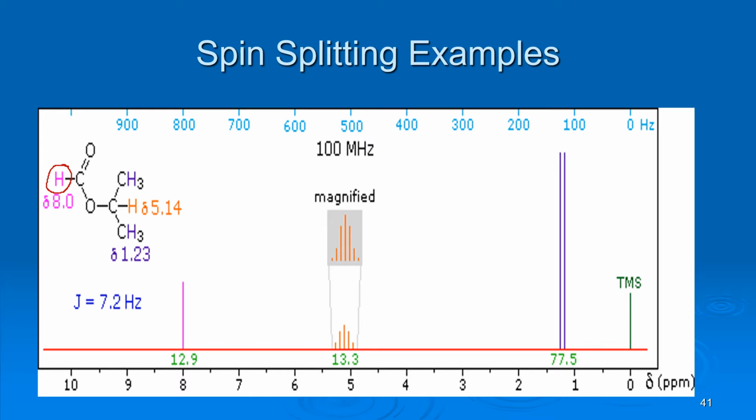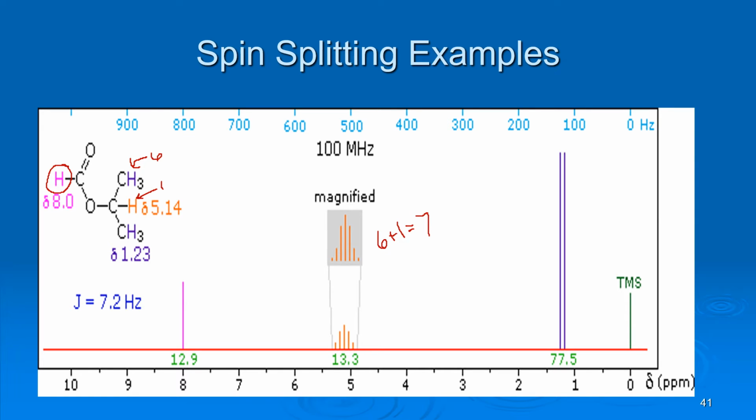Now here we have hydrogens on neighboring carbons, and I hope that you can see that all the purple ones are identical because of the symmetry. And so there's 6 purple ones, and there's 1 orange one. So our orange one will be split by 6, so that's 6 plus 1. So that should give us 7.